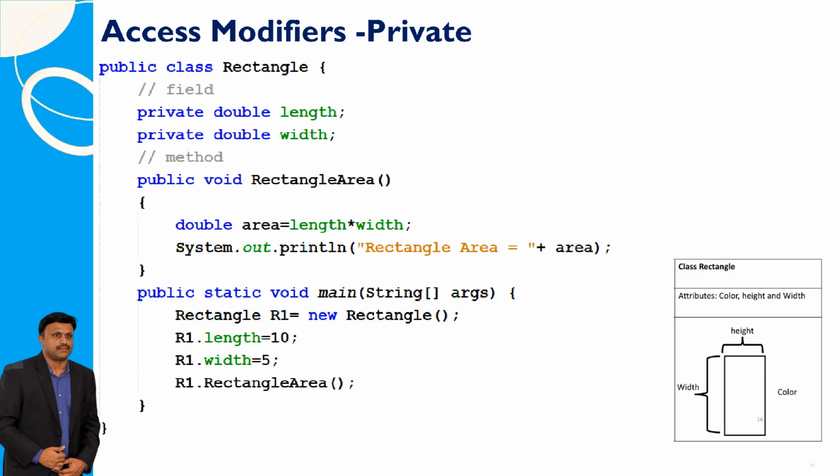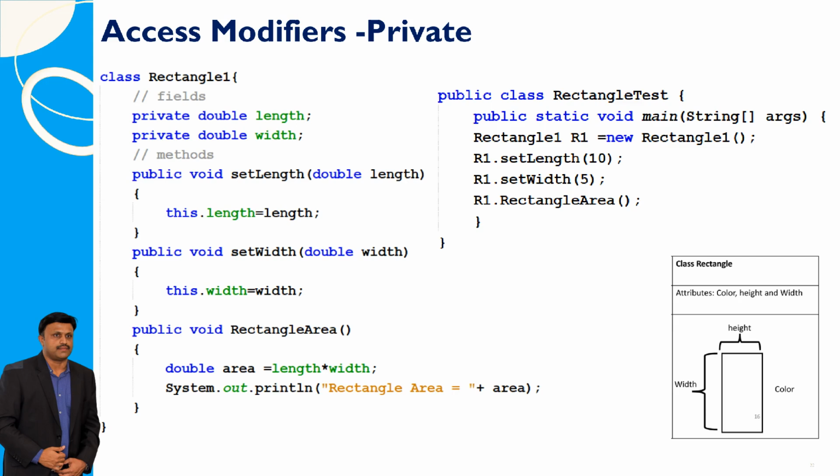outside the class. The rectangleArea method calculates and prints the area of the rectangle using these fields. In the main method, an instance of Rectangle is created, and its length and width are set to 10 and 5, respectively. The rectangleArea method is then called to display the computed area.